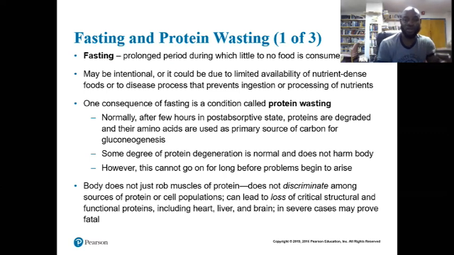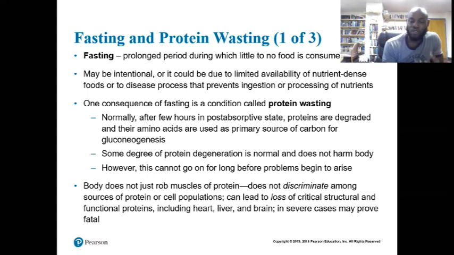So after a few hours in the post-absorptive state, not eating, so you've absorptive state lasts 4 hours after you eat. After that, if you do a couple hours extra after that, you can actually go into protein wasting. So your body starts breaking down proteins. Remember, your muscles are made of proteins. A lot of the structure in your body is made up of proteins.